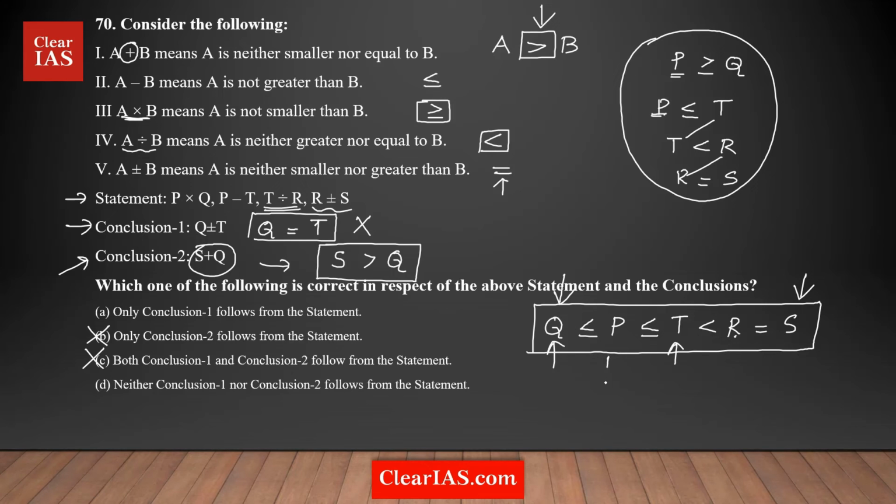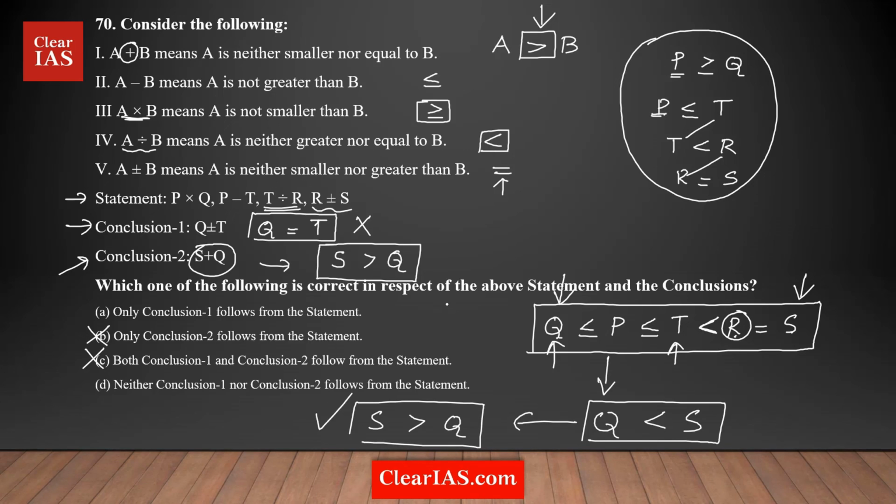So from the statement given, I can say that Q is actually less than S. If I replace R by S, we can say Q should be less than S. It's not less than or equal to, it should be less than, because here T is less than R. If I combine it, Q is less than S. Or if I reverse it, I can say S is greater than Q. So definitely conclusion 2 is always true, because from the statement this is what you can conclude: S is always greater than Q. So conclusion 2 is always true. So option A is the right answer for the question. Option A is the right answer.